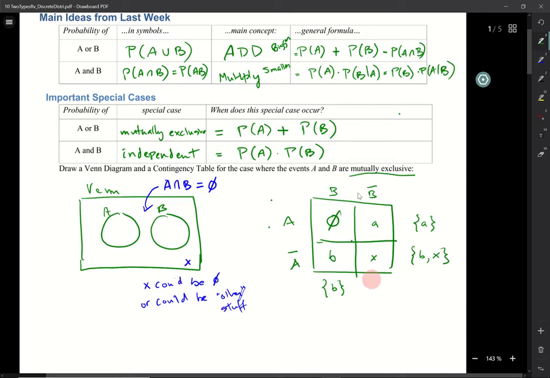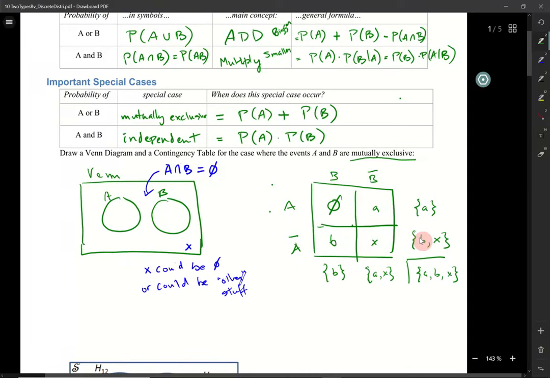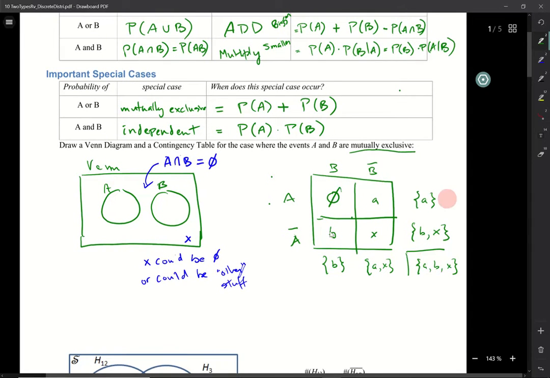And the not B would be basically A and possibly X. And then this total would be A, B, and if X is something, then we would include that together in this grand total. So these would be the row totals, these would be the column totals, and then we might call this the grand total of everything.